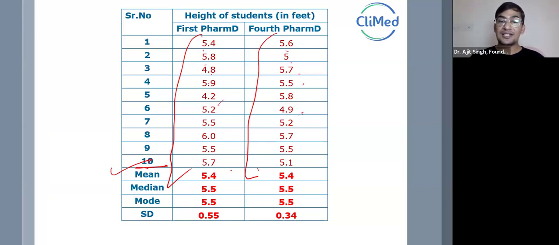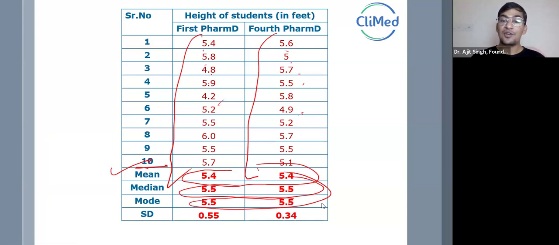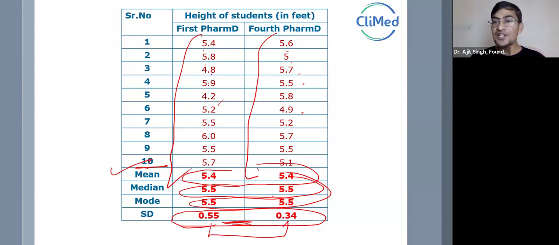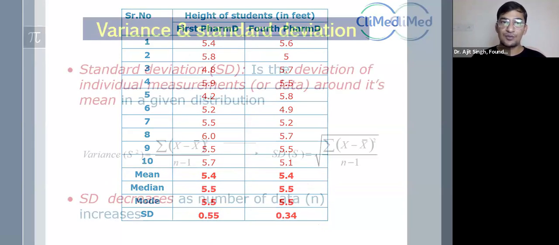But if you look at this, mean is similar, mode is similar, median is similar. And if you look down, the SD, standard deviation, is different. So that is called the dispersion value or deviation value, the variance value, right? So standard deviation is defining the difference between the groups. Maybe the mean, mode, median are similar for the two, but there is a difference between individuals. That is called variance. Okay, so now let's come to this one by one.